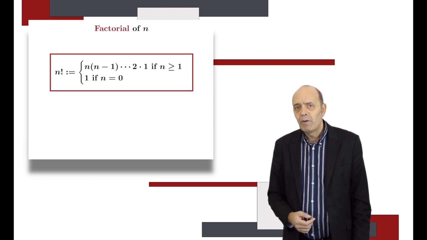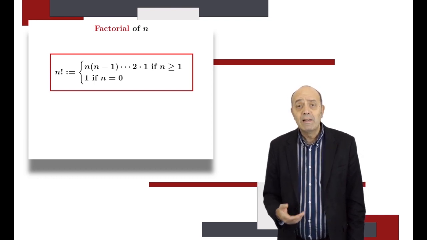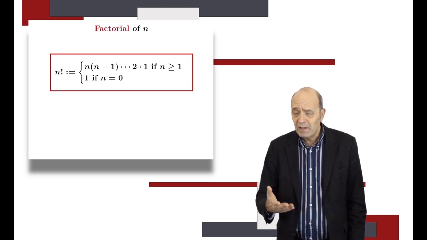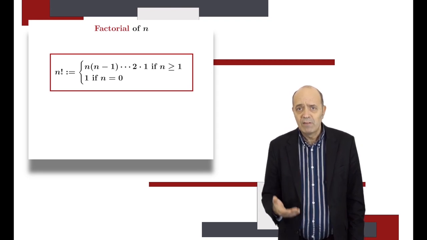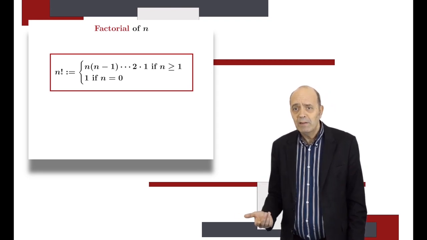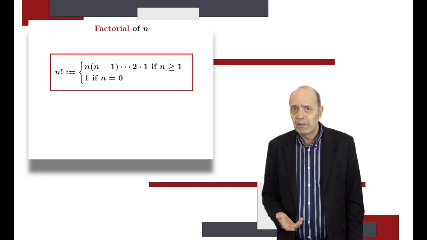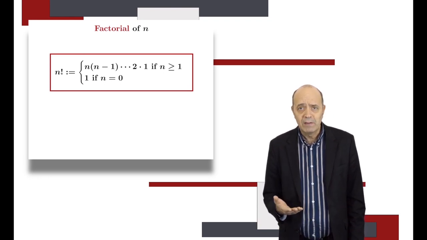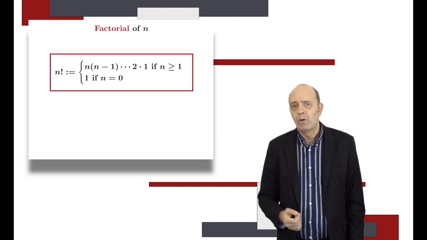Now, the factorial of n is defined even when n is equal to 0 for convenience. The factorial of n is the product of the terms from n to 1 when n is greater or equal than 1, and it is equal to 1 when n is equal to 0.